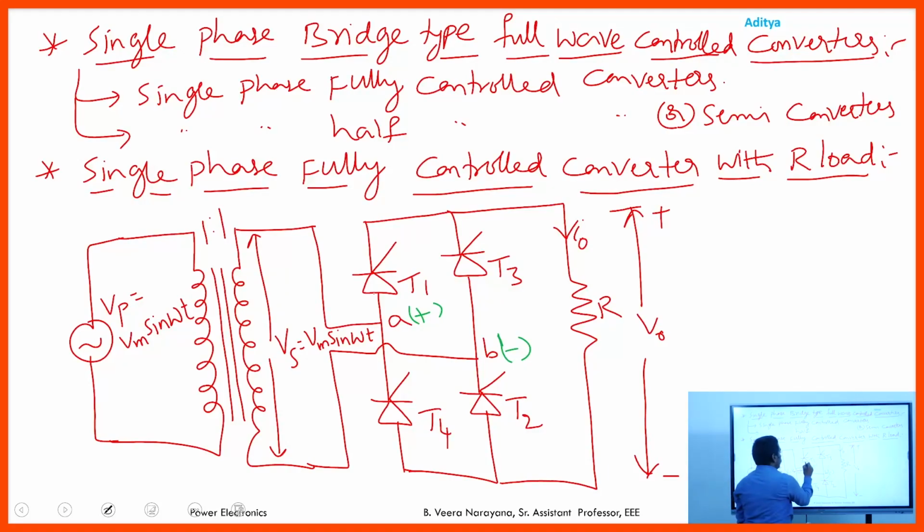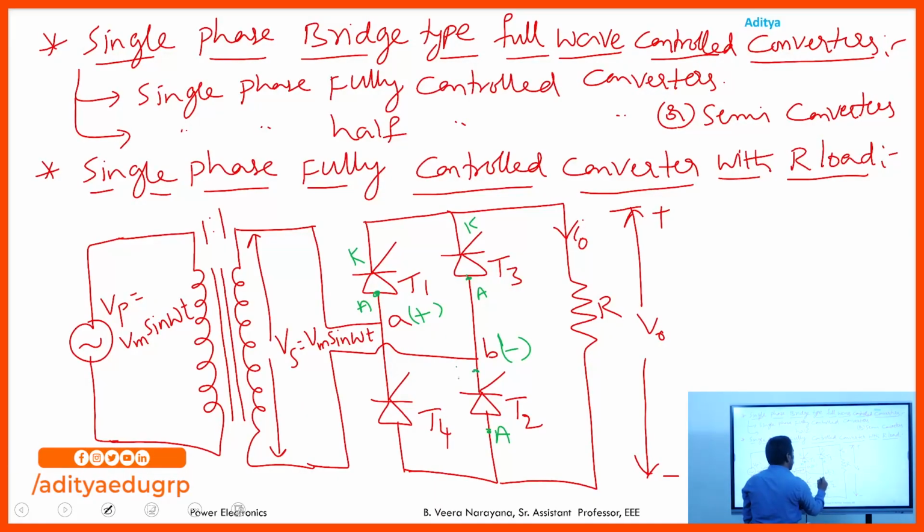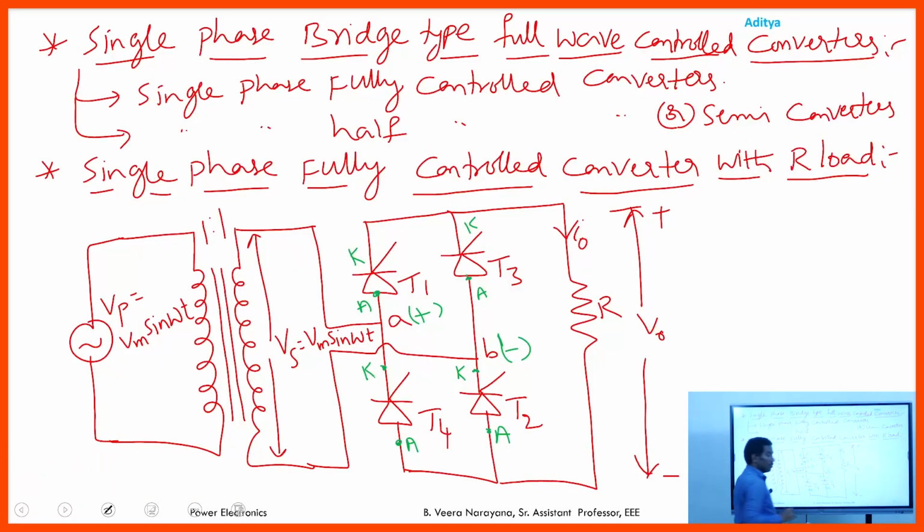Why? Because T1, this is anode and this is cathode. T3, this is anode and this is cathode. T2, this terminal is anode and this terminal is cathode. T4, here it is anode and here it is cathode.